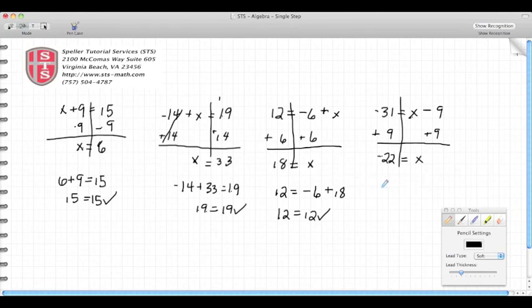Again, I do my check. Negative 31 is equal to negative 22 minus 9. Anytime you're subtracting a negative, that means you add the values and keep the sign. So I see here that negative 31 is in fact equal to negative 31.